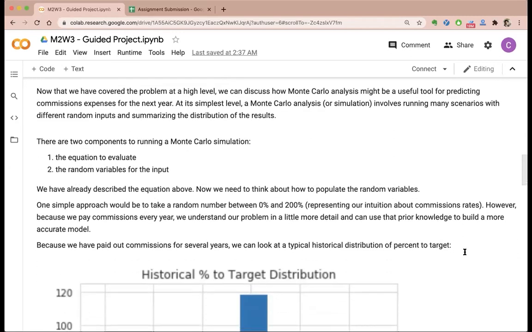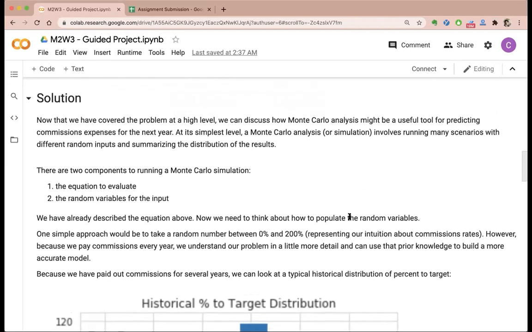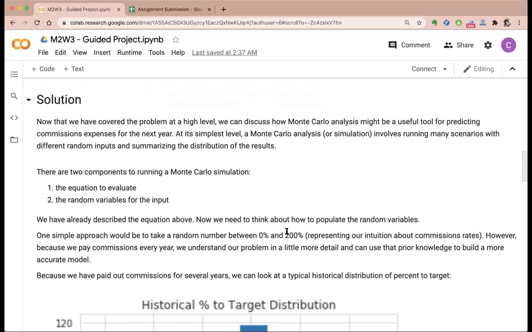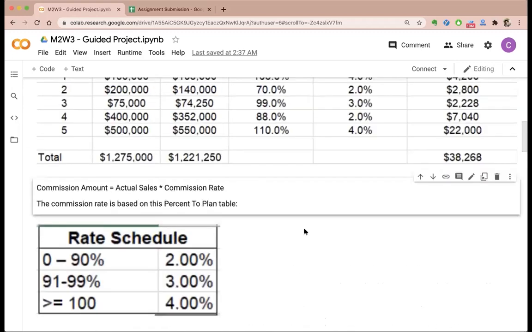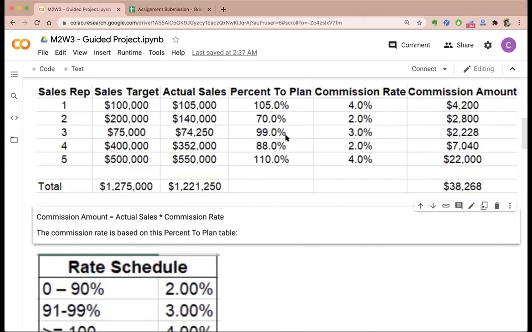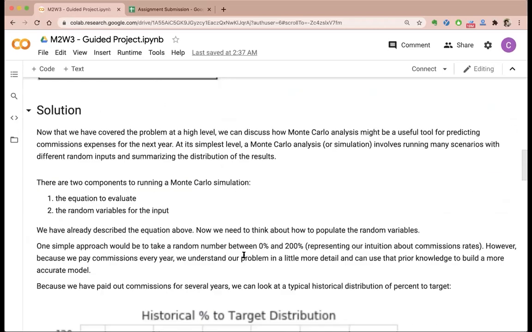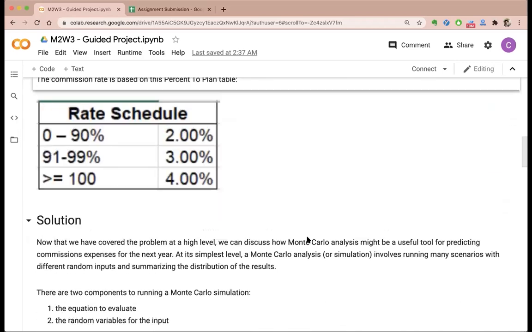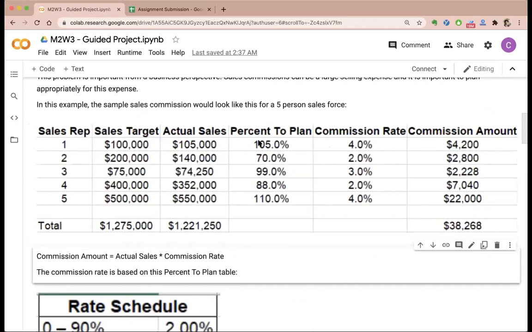Okay, so this can be one way to think about it. First, we are dealing with percentage to plan, so we will be generating random values for this. We can take random numbers between 0% and 200%. You can take any sort of random values and use a uniform distribution.